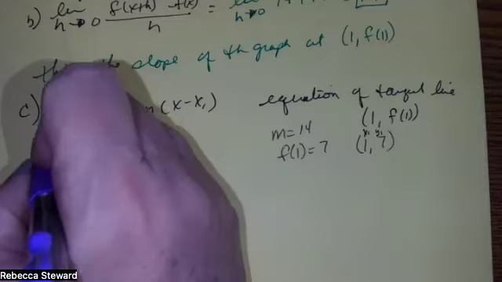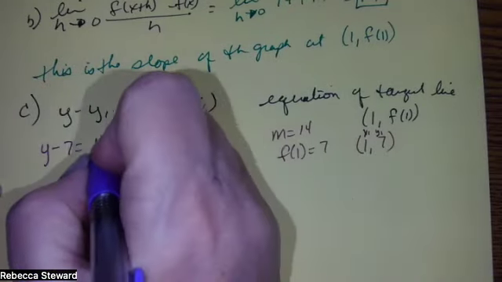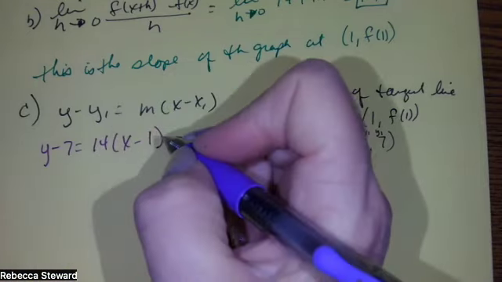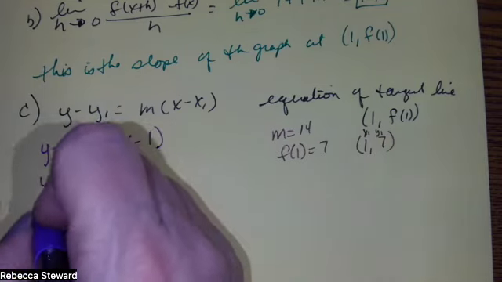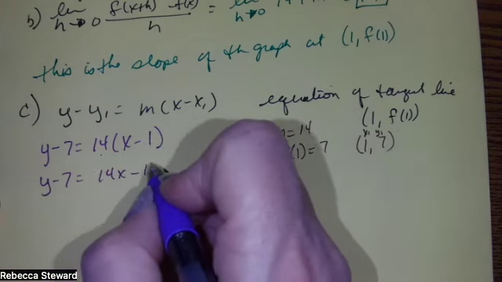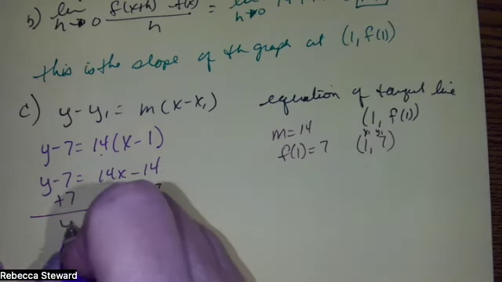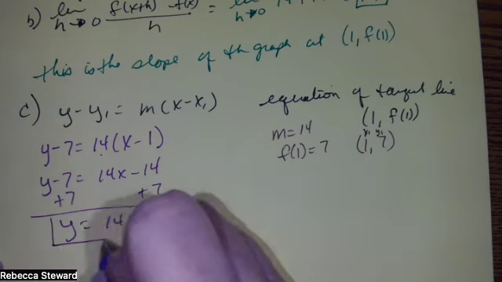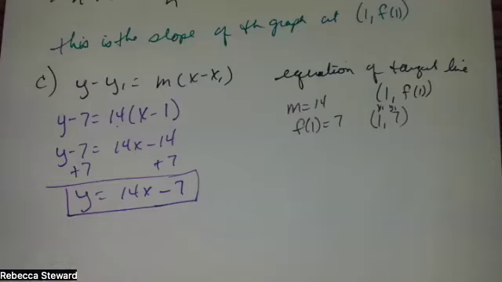So we're going to have y minus our y1 of 7 equals our slope of 14 times x minus our x1, which is 1. All right, let's do our algebra. We've got 14x. 14 times negative 1 is minus 14. We're going to add that 7 to both sides. We get y is equal to 14x minus 7. That's the equation of the tangent line.